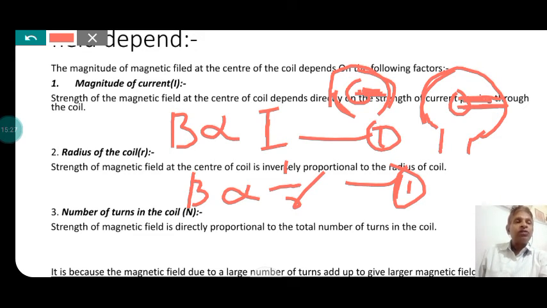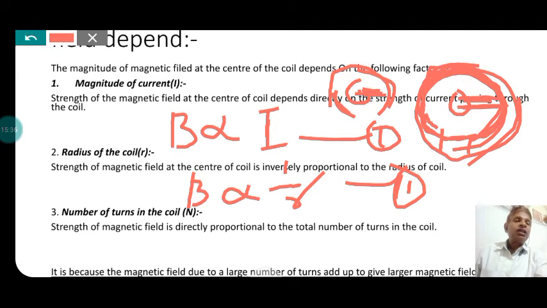Now the number of turns. When the number of turns is 1, only one revolution, it is called a loop. When the number of turns is increased, it becomes a coil, and if the number of turns increases, then the magnetic field at the center of the coil increases. So the strength of the magnetic field is directly proportional to the total number of turns in the coil. B is directly proportional to N, the number of turns.